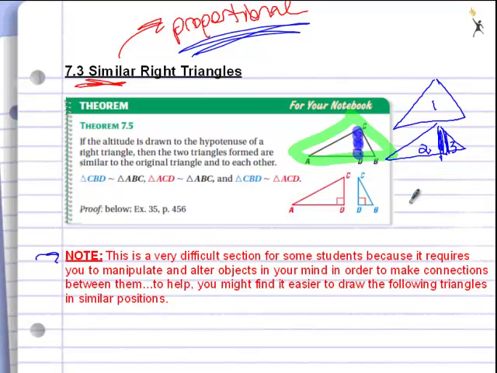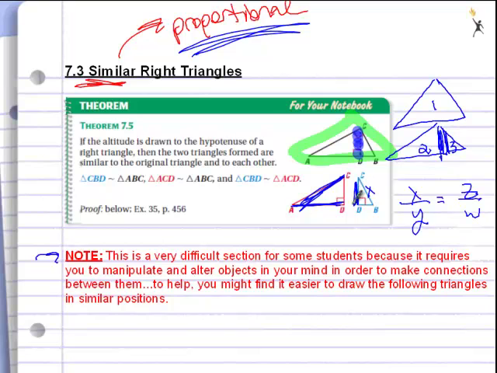The whole goal of this is to create a proportion where you have quantities between two triangles. So maybe in one problem they give you the base and the hypotenuse in one triangle, and then they give you the base and they don't give you the hypotenuse in another triangle. You need to understand that because these two triangles are similar, we can build proportions with corresponding sides.